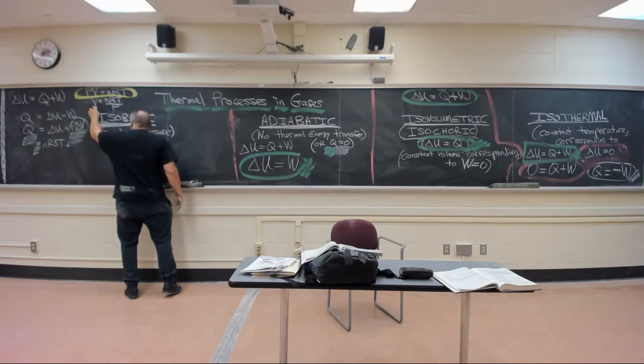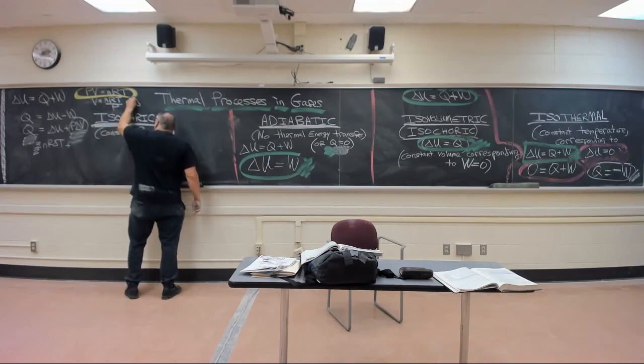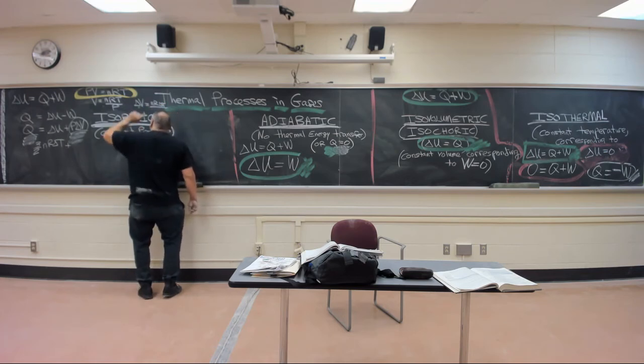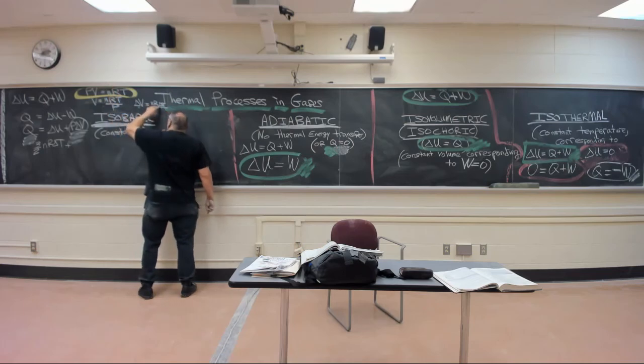The only way I can change delta V is if the temperature changes somehow. If the temperature increases, volume is going to get bigger. If the temperature decreases, volume is going to get smaller. So we got this.